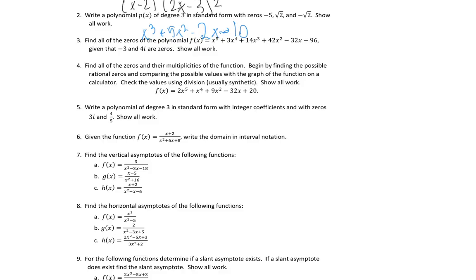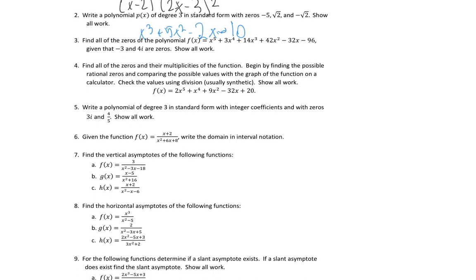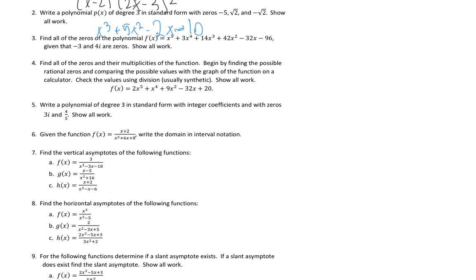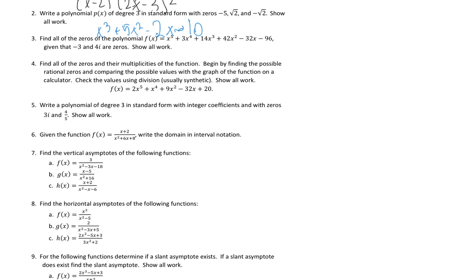Okay, moving on to the next one. We need to find all the zeros of the polynomial f of x equals x to the 5th plus 3x to the 4th plus 14x to the 3rd plus 42x squared minus 32x minus 96, given that minus 3 and 4i are zeros.